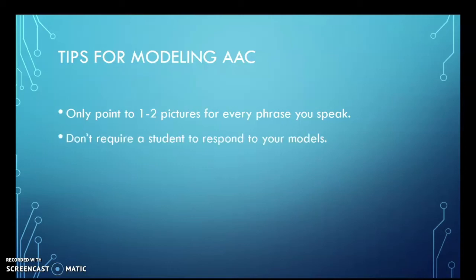Don't require a student to respond to your models. Remember, it's okay for them to just observe. If they do respond, reward them for sure, but don't put pressure on them to feel like they have to respond.